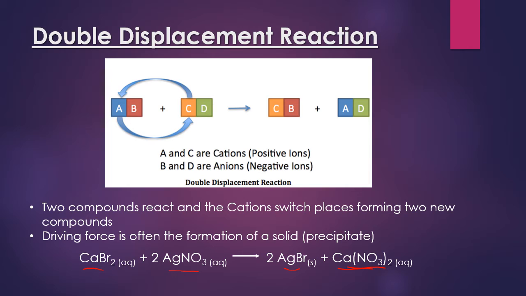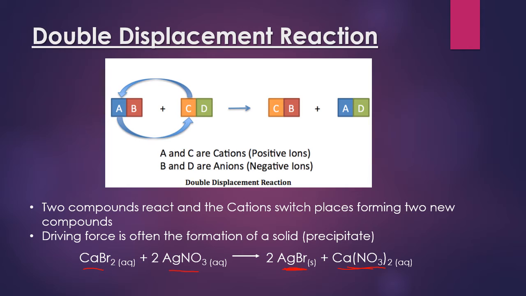The silver now isn't going to be with nitrate anymore on the product side. Instead, silver is going to be with bromine. So we have silver 1 bromide as a product. Now, the driving force for these reactions is the formation of a solid.